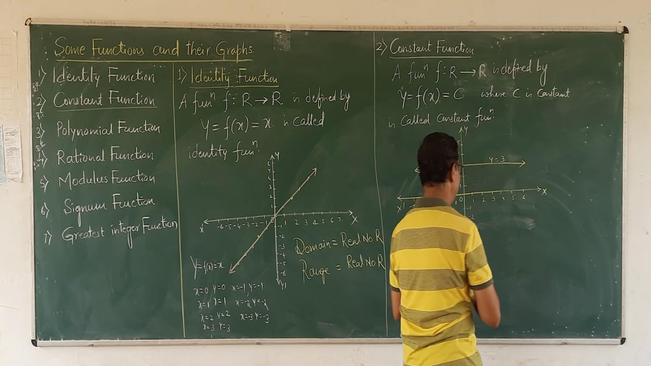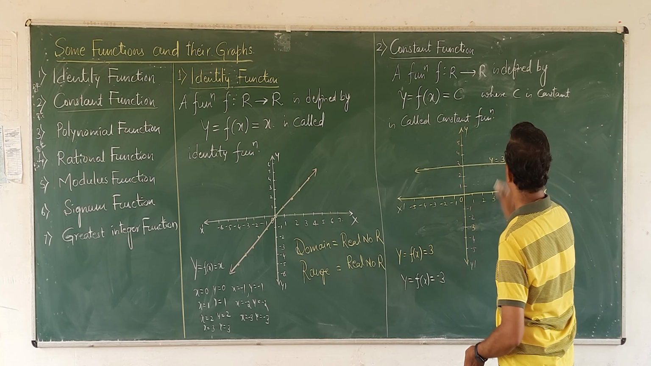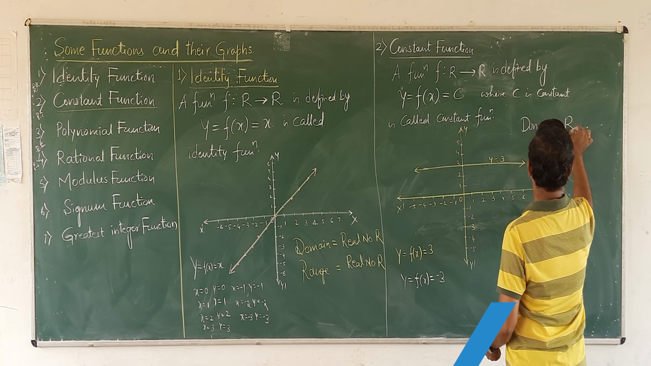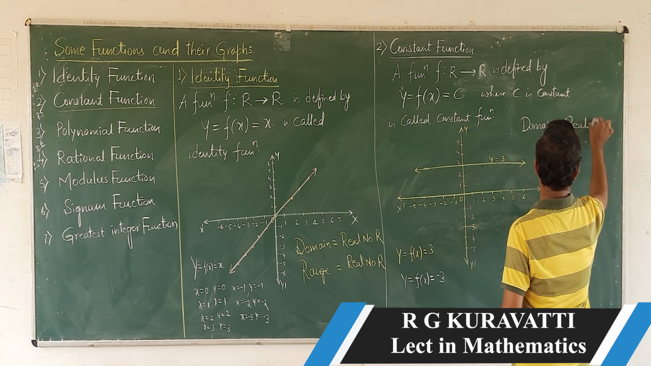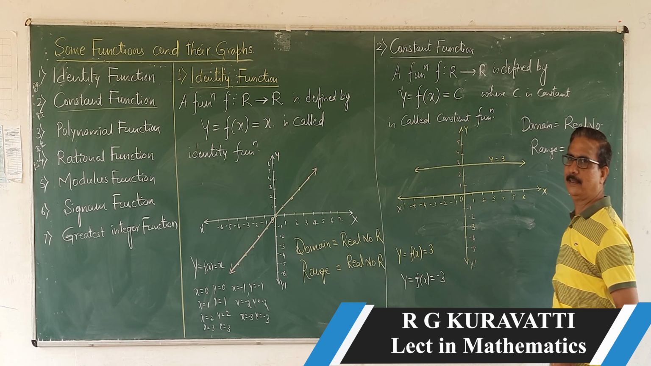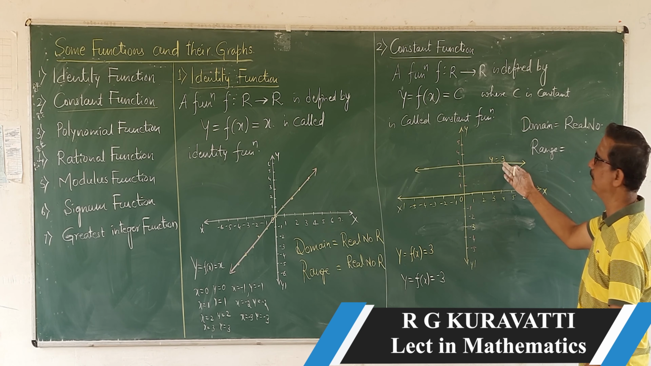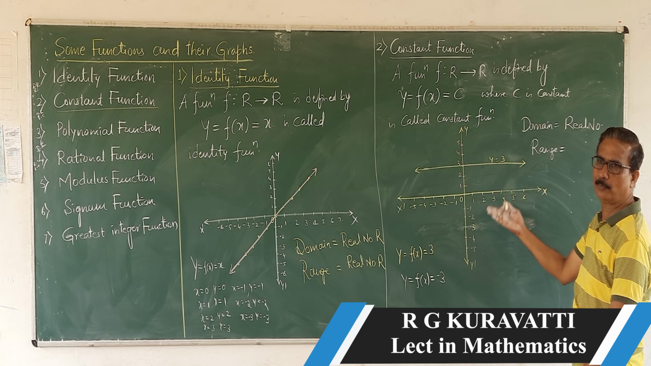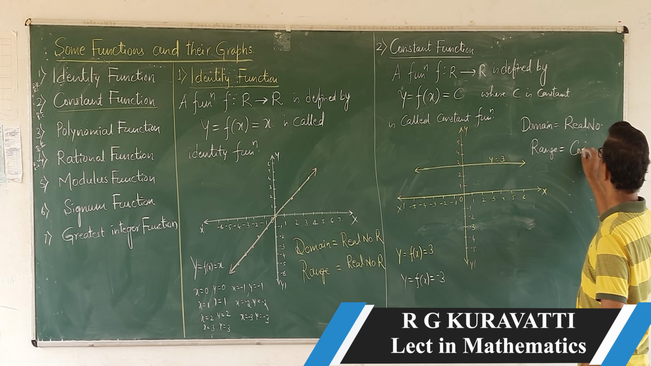What is the domain? Domain is the set of all real numbers. What is the range? Range, no range. Is it the set of real numbers? No, it is a constant number. It is not just one number; it could be 3, 5, 7, or -3. So the range is constant. Understand this, students.